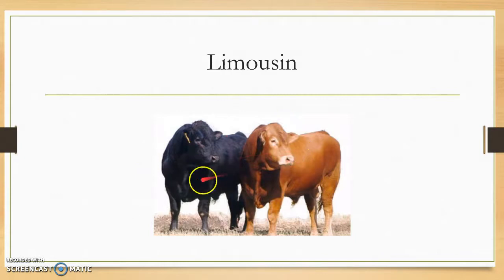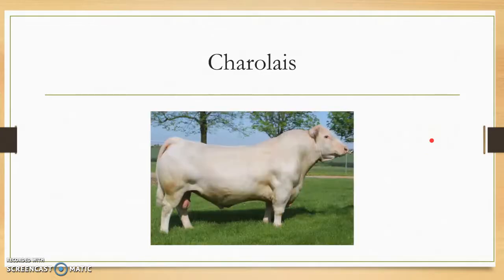But if you were to put these guys next to a red and black Angus, you'd notice that the Limousin were smaller in stature and a little more stubby. Okay. All right, this next one is the Charolais.